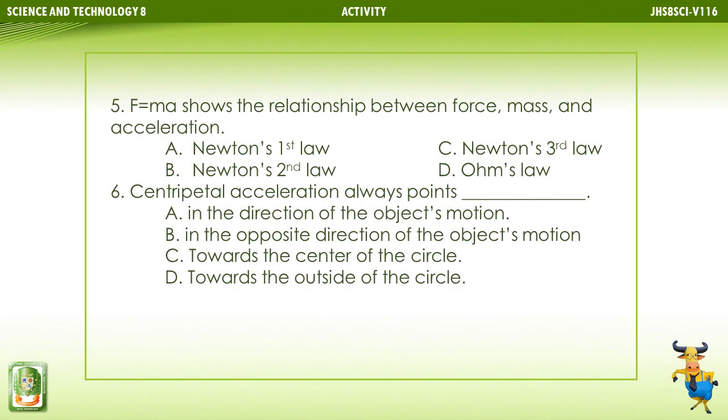5. F equals m times a, shows the relationship between force, mass, and acceleration. A. Newton's first law. B. Newton's second law. C. Newton's third law. D. Ohm's law. 6. Centripetal acceleration always points blank. A. In the direction of the object's motion. B. In the opposite direction of the object's motion. C. Towards the center of the circle. D. Towards the outside of the circle.